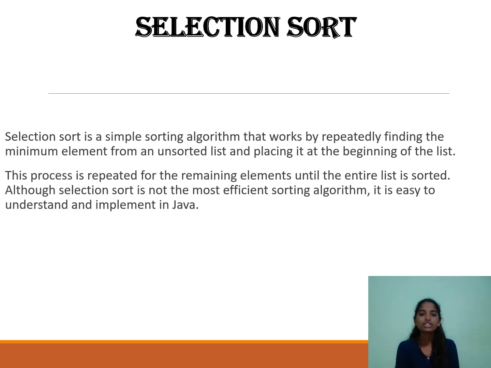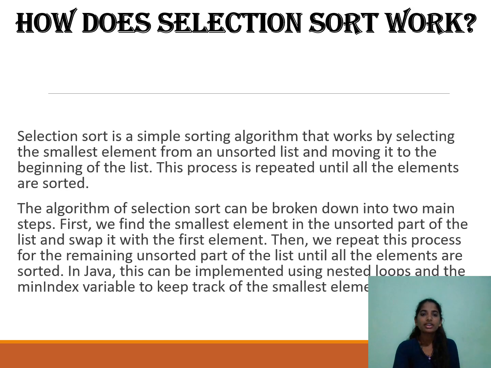Selection sort is a simple sorting algorithm that works by repeatedly finding the minimum element from an unsorted list and placing it at the beginning of the list. This process is repeated for the remaining elements until the entire list is sorted. Although selection sort is not the most efficient sorting algorithm, it is easy to understand and implement in Java. Let's see how selection sort works.